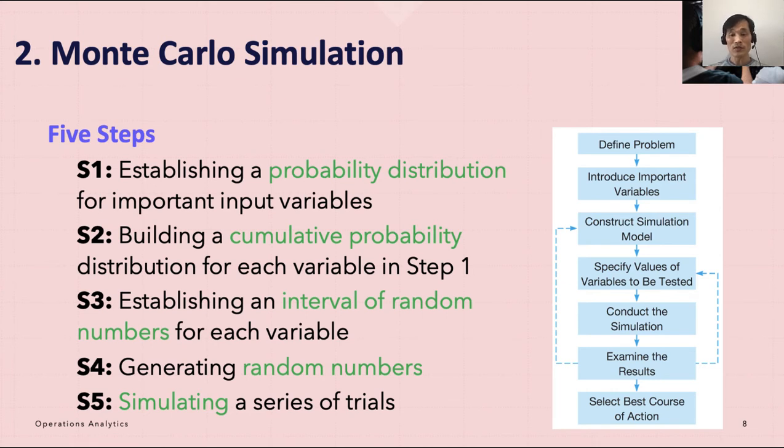There are 5 steps to follow in employing Monte Carlo simulation. Step 1, establish a probability distribution for important input variables. Step 2, build a cumulative probability distribution for each variable in step 1. Step 3, establish an interval of random numbers for each variable. Step 4, generate random numbers. Step 5, simulate a series of trials. These are the 5 steps we'll follow in using Monte Carlo simulation.